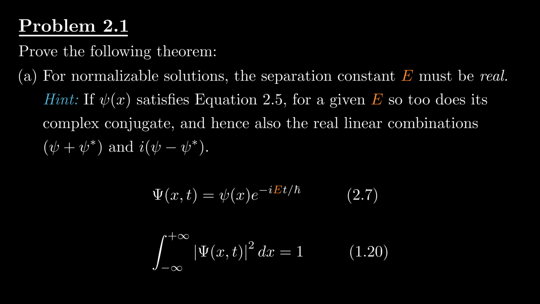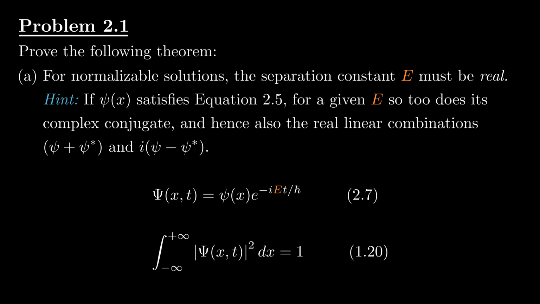The hint suggests we write the energy eigenvalue E as E sub 0 plus i times gamma, where E sub 0 is the real part and gamma is the imaginary part. We then need to demonstrate that for equation 1.20 to be valid for all t, the imaginary part gamma must be 0. This will ensure that the wave function remains normalizable.